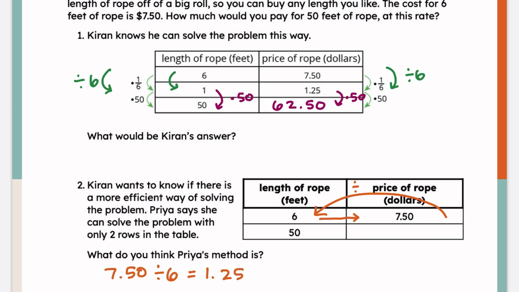What that tells me is that I now know I'm going forwards in this table by multiplying by 1.25. So if I want to jump to 50 feet of rope, I don't need to find the unit rate. I can just go forwards across the table by multiplying by 1.25. So in my calculator, I would type in 50 times 1.25. And I'm going to get the same answer as we got before using Kiran's method, but I was able to do it in fewer steps, 62.50.